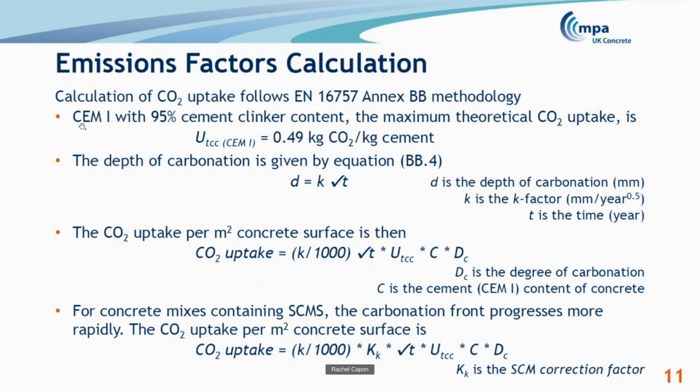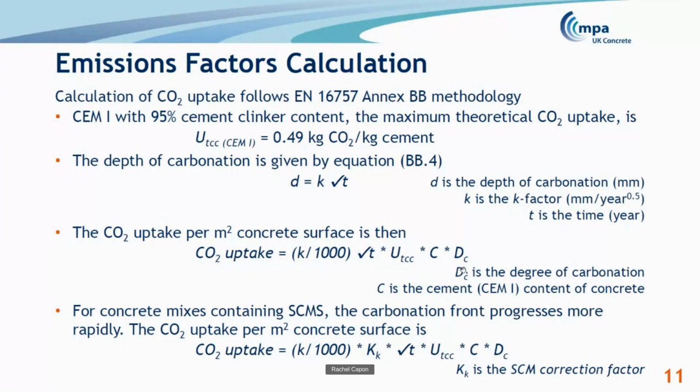So we assume a CEM1 with 95% cement clinker content. So then we have a maximum theoretical CO2 uptake of 0.49 kilograms of CO2 per kilogram of cement. The depth of carbonation is given by this equation. So the carbonation front moves through the concrete with the square root of time. K is in lookup tables. And also the CO2 uptake per meter squared of concrete surface behind that carbonation front is given by this equation.